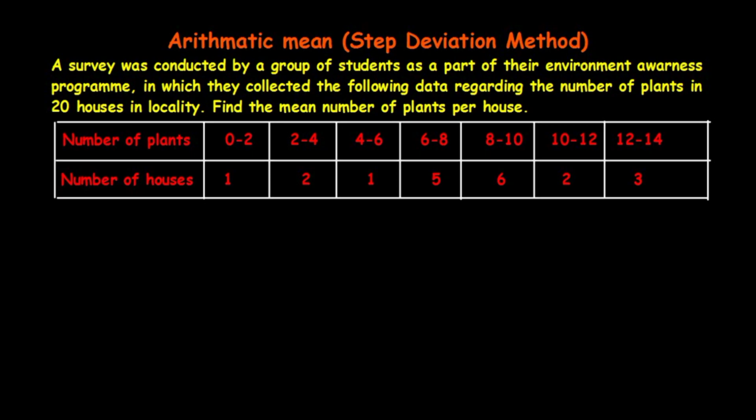Now what is the question given here? A survey was conducted by a group of students as a part of their environment awareness program, in which they collected the following data regarding the number of plants in 20 houses in a locality. Find the mean of the number of plants per house.